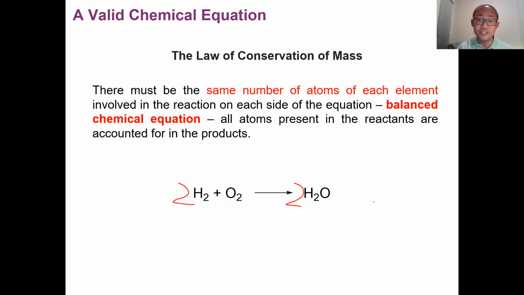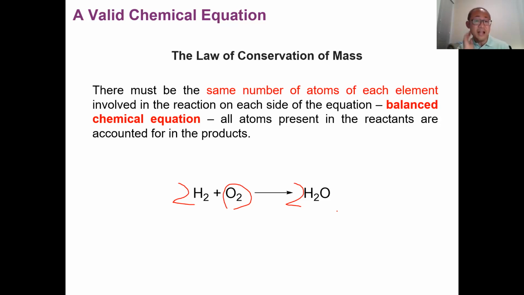Each hydrogen molecule has 2 hydrogen atoms, so we have 4 hydrogen atoms on the left. On the right, I have 4 hydrogen atoms because each water has 2, and I have 2 water, so 4 hydrogen atoms. Also on the left, I have 2 oxygen atoms, and on the right, I have 2 water. Each water has 1 oxygen, so 2 water have 2 oxygen.